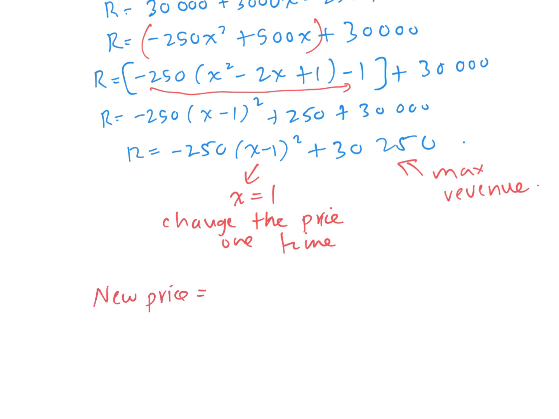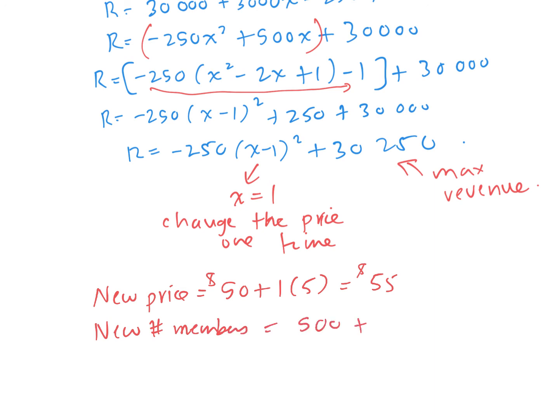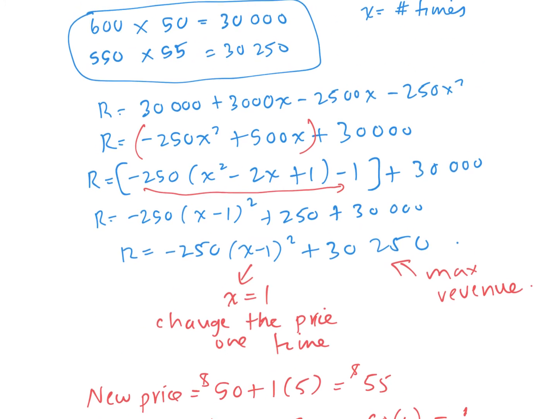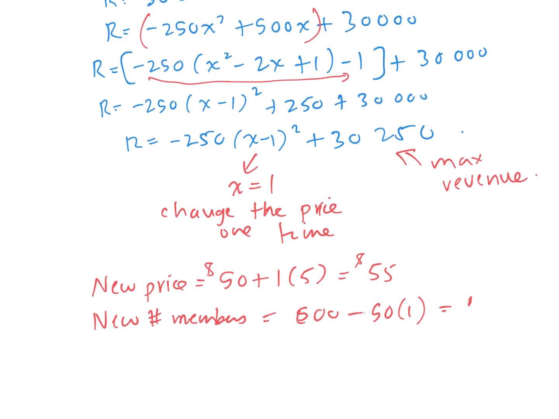So our new price will be $50 plus $5, since we're changing it by $5. So the new price is $55, and the new number of members is 550 members. We were losing 50 members every time we change the price, so we're losing 50 members once. So now we have, sorry, was it 50 or 600? 600. So 550 members, and then we could say, well, 550 members times $55 is $30,250, which is what we got in the equation.